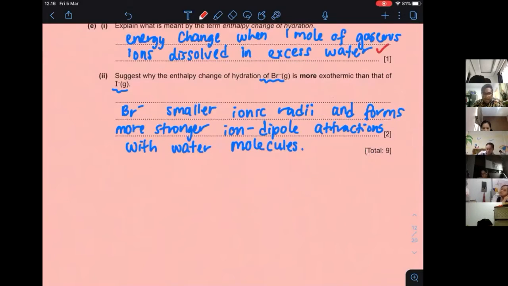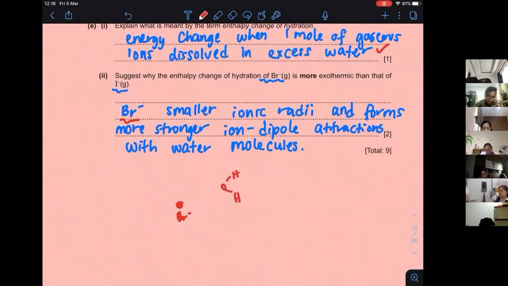Suggest why the enthalpy change of hydration of Br minus is more exothermic than that of I minus. We know hydration is exothermic, but now I want to know why Br minus is more exothermic. The reason is that Br minus is smaller. Since this is an ion, you just say Br minus has a smaller ionic radius, and because of the smaller ionic radius, its attraction to the water molecules is going to be much stronger.